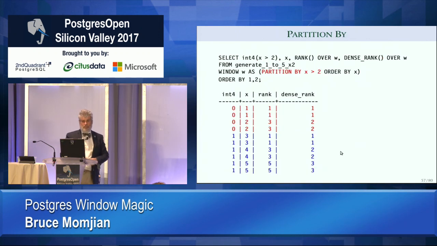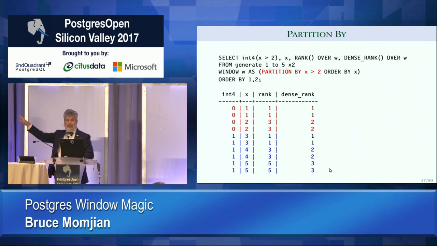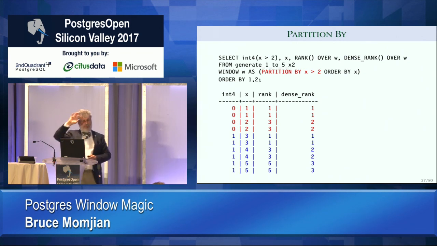Okay. Throw a partition by in here. Now we're back to this partition that we saw before, but now we're running ranks. Notice the first partition gets ranks 1 and 3, 1 and 2. Second partition, completely independent ranks. Okay, it's like a brand new data set to the ranking function. So these rows are first in this partition, these rows are first in this partition. Very easy to understand.